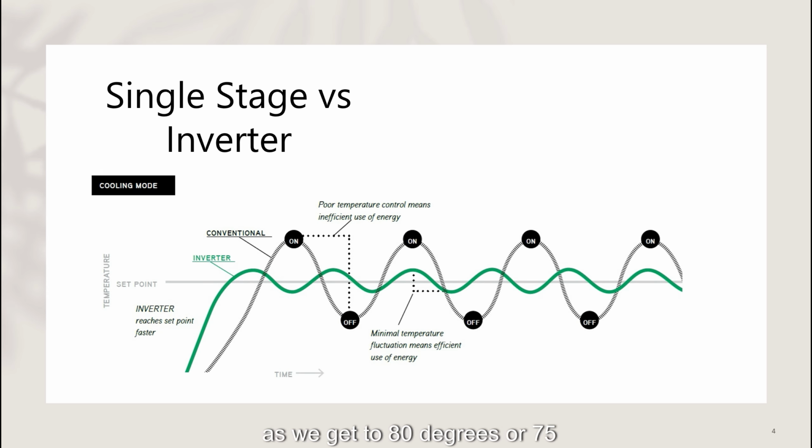However, as we get to 80 degrees or 75, where we still need the air conditioning to turn on, we have the availability to slow down and speed up with an inverter. Unlike a traditional air conditioning system, we would just be stuck, right? We would just be oversized for that space. So there's a lot of benefits that we'll definitely discuss in the future in regards to inverters, how they impact everything, and how everything really works.